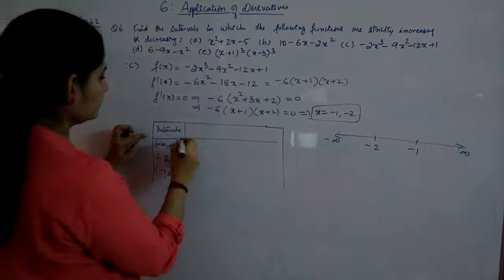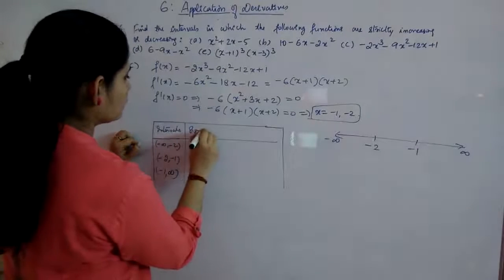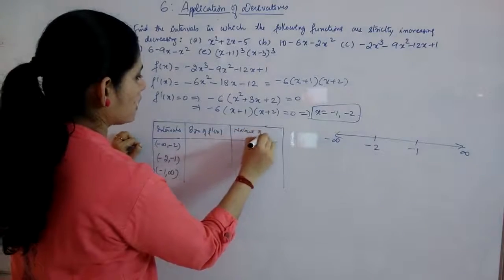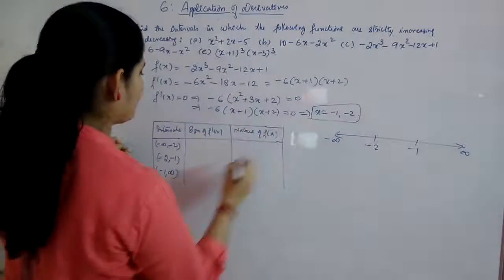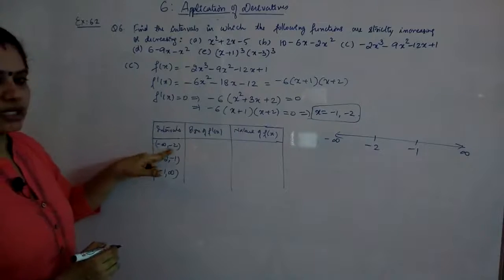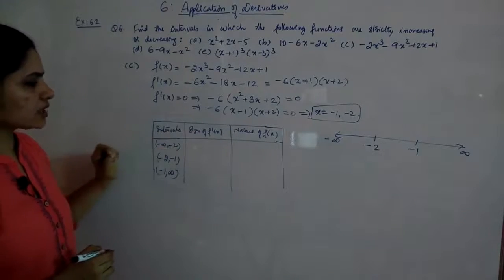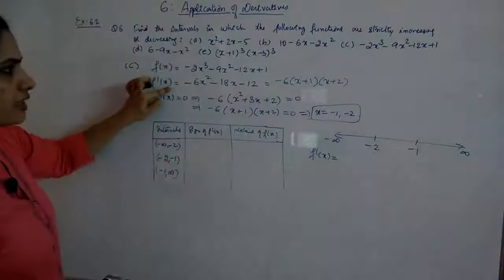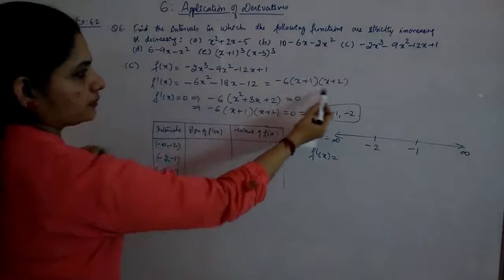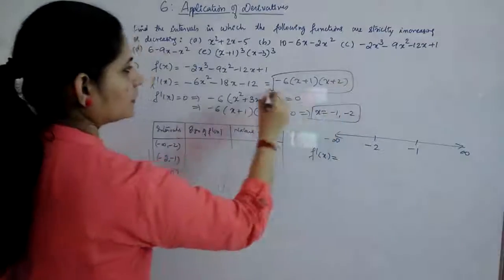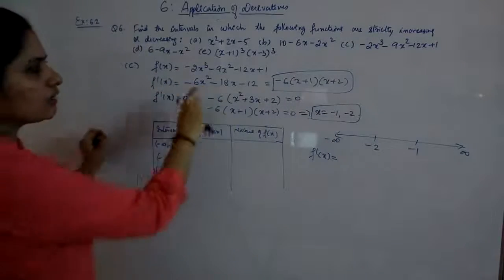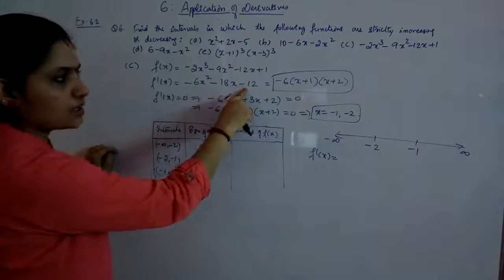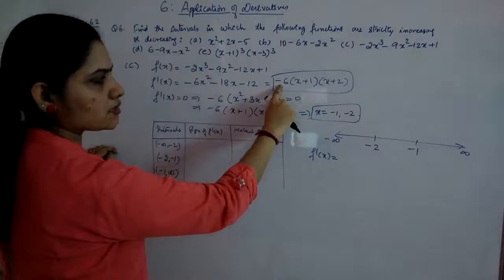Okay, and sign of f dash of x and nature of f of x. So in minus infinity to minus 2, we can take any point in between, suppose minus 3. When you substitute for f dash of x, you have to take the total. Don't take the full expansion, because that will be difficult for you to find out whether it is greater than or less than 0. In this one, you can just say this will be negative every time.